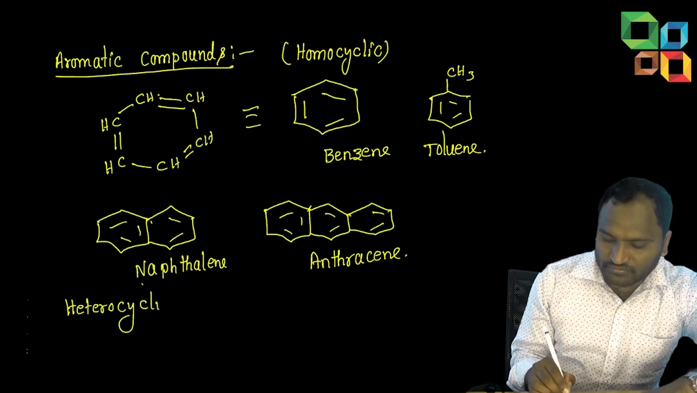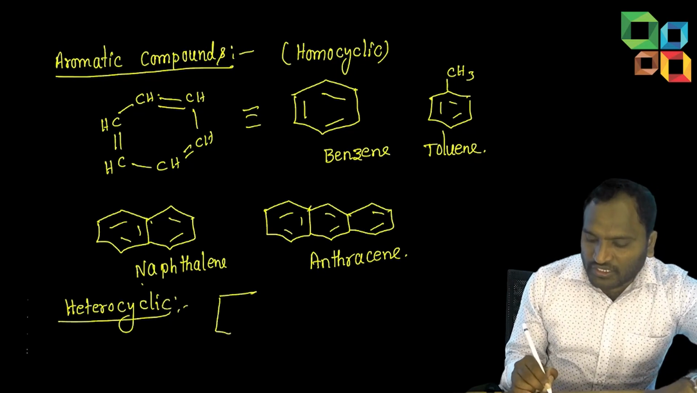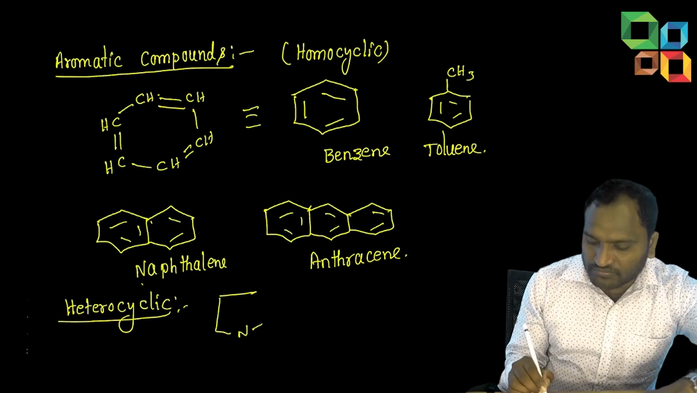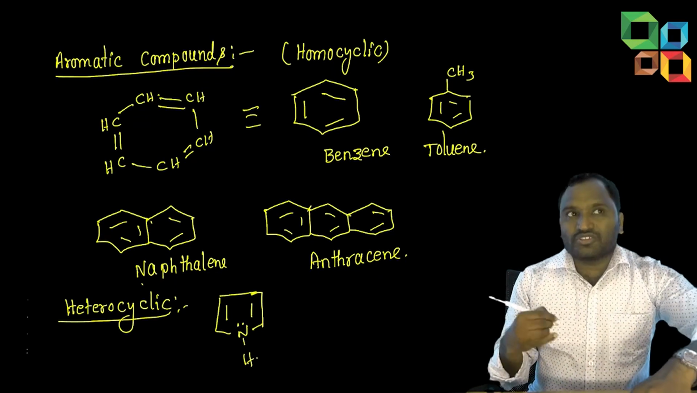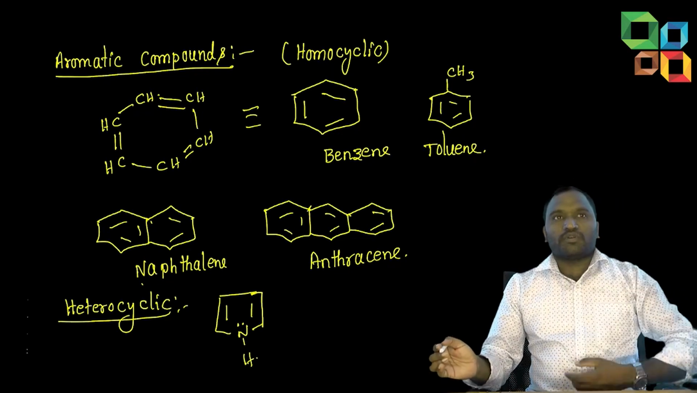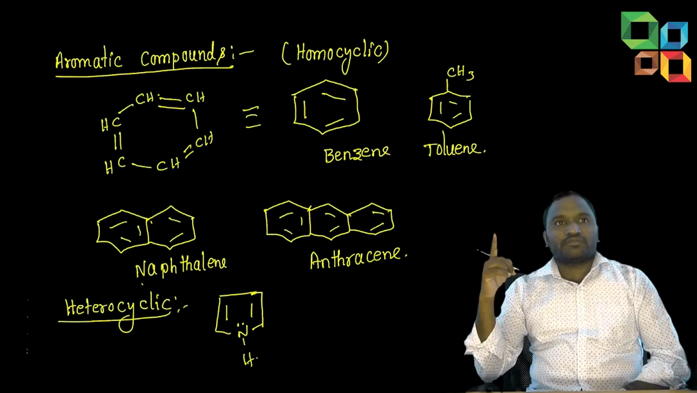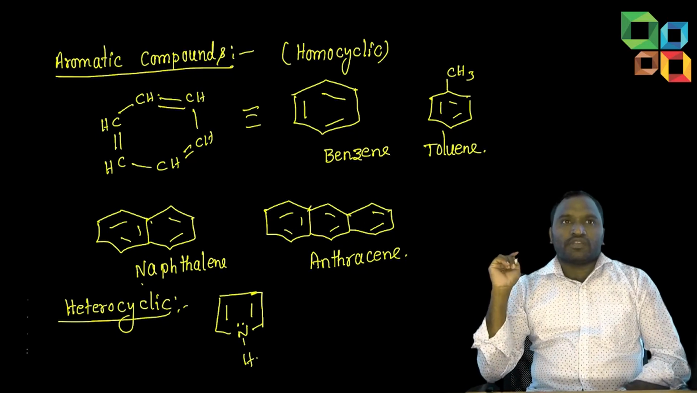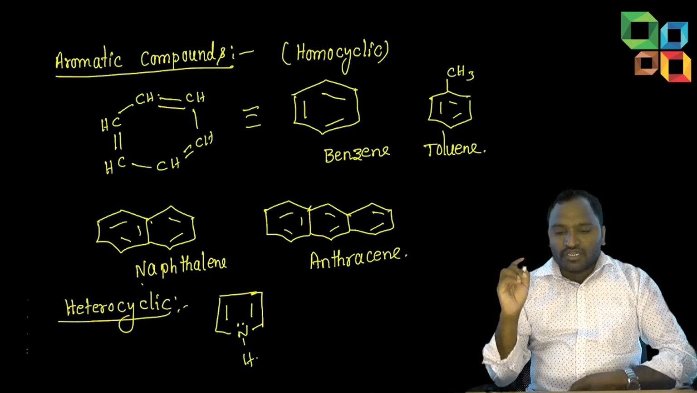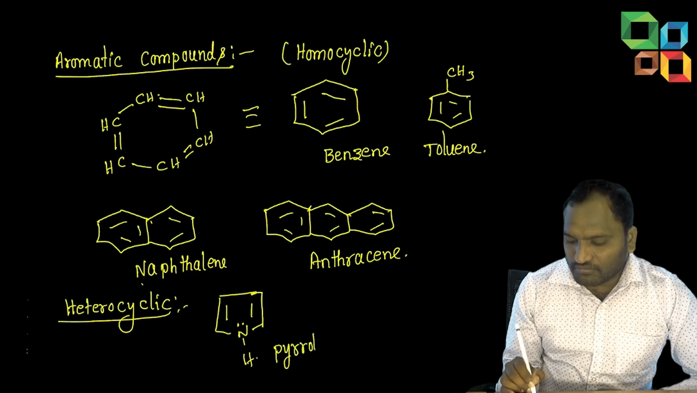Heterocyclic. Heterocyclic means other than carbon and hydrogen, nitrogen or oxygen or sulfur will be present in the ring formation. Those are called hetero, meaning different. Here at least one different atom will be there rather than carbon and hydrogen. The name of this compound is pyrrole.